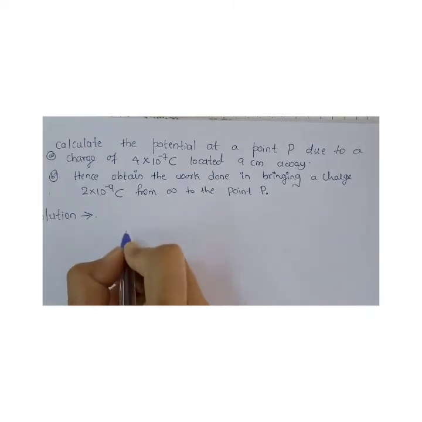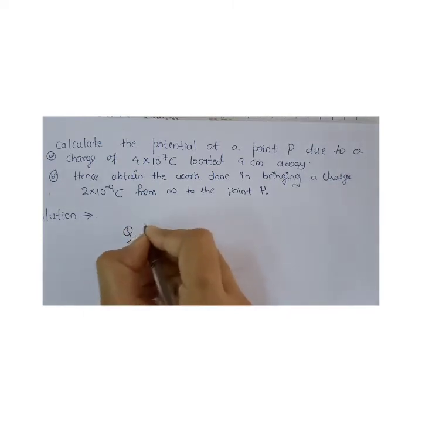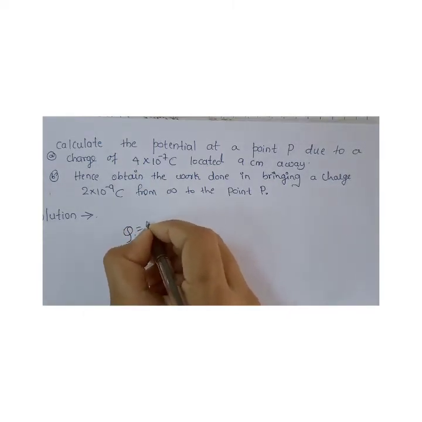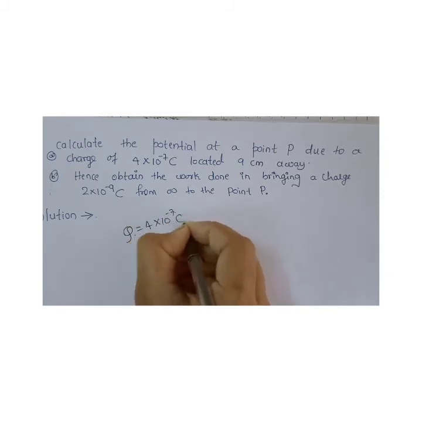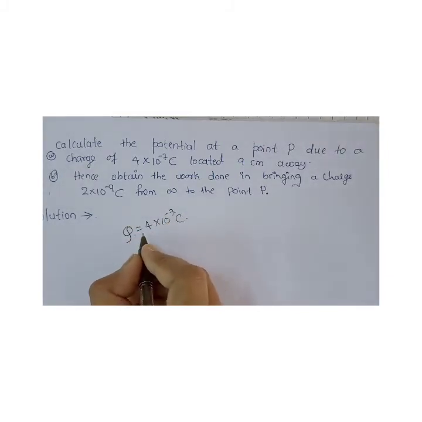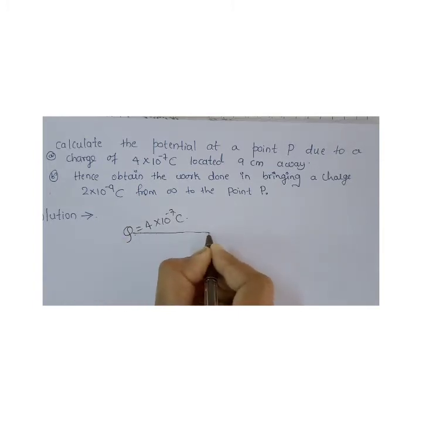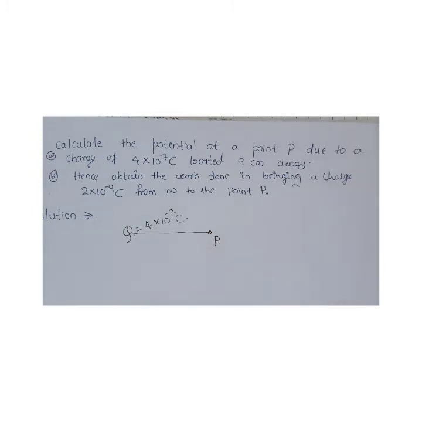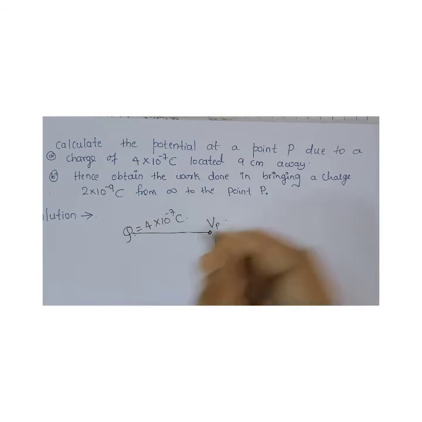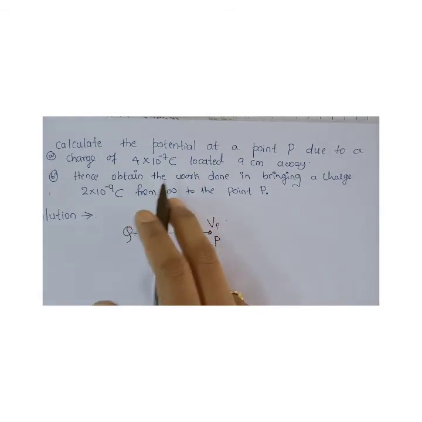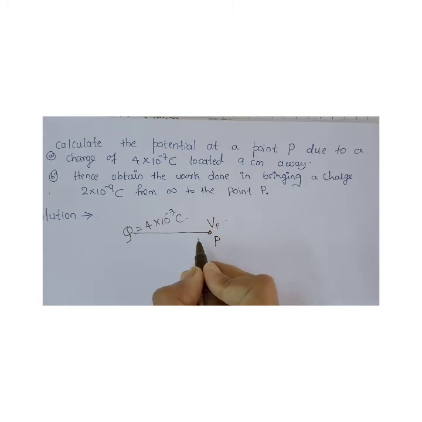So what they have given, here is a charge. I'll take another color pen. So here is a charge, and the charge is given as 4 into 10 raised to minus 7 coulomb. This charge, at a certain point P, is producing an electric field. Due to this charge you have to calculate what is the potential at point P, that is Vp, right? And Q is located 9 centimeter away from this point P. So you have to find the potential.